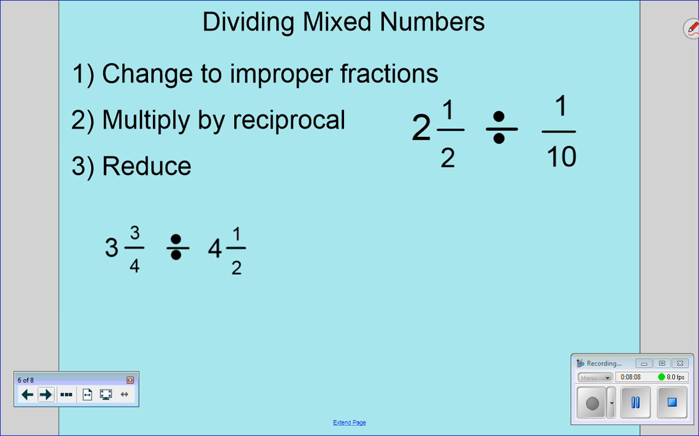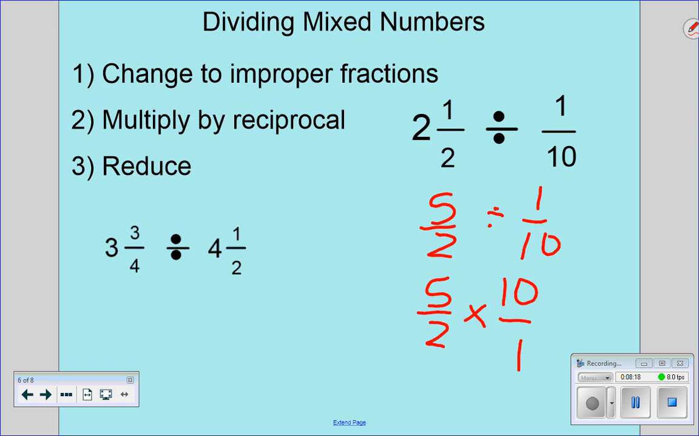So let's do this one. So this looks like 5 over 2 divided by 1 over 10. Then it looks like 5 over 2 times 10 over 1. If I were you, I would write them in steps because I have too many people that get confused, like, oh, what do I do next? They try to do 2 steps together, and it does not work out.